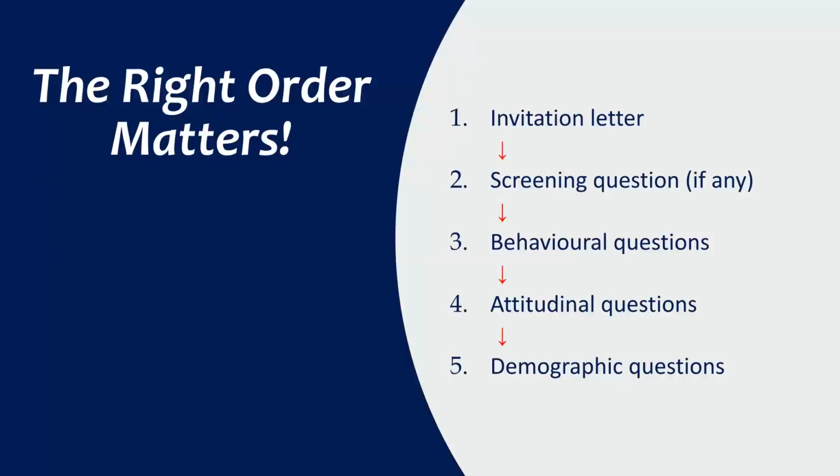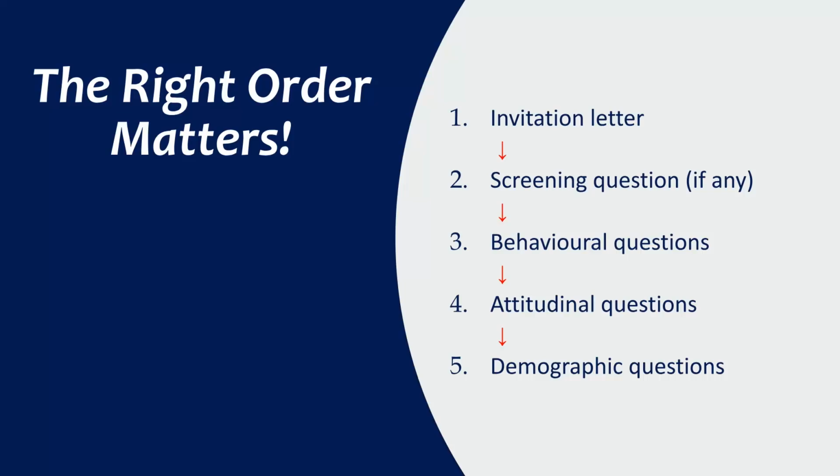Question order matters more than you might expect. It directly affects the integrity of your data. We start with behavioral questions, what people do, because they are objective and relatively easy to answer. Attitudinal questions, what people think and feel, come next, because they require more cognitive effort. And we save demographic questions for the very end. Why? Because asking sensitive questions early can make participants feel uncomfortable or defensive, and that can lead to dropout. This sequence protects both your response quality and your completion rates.